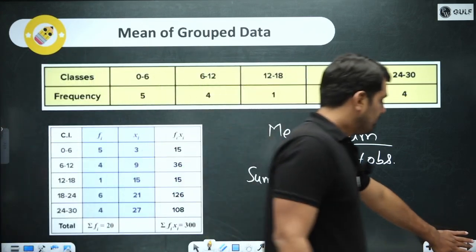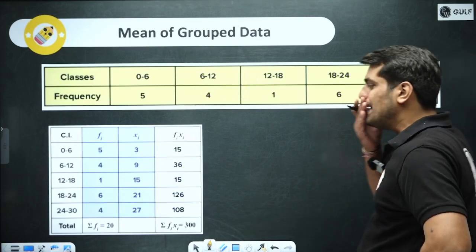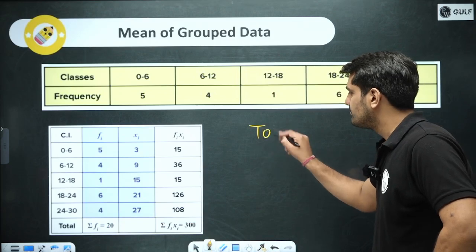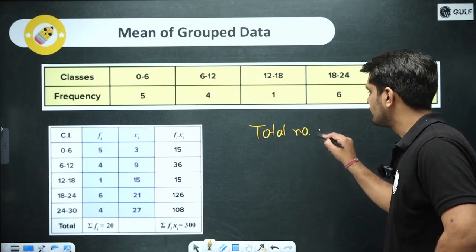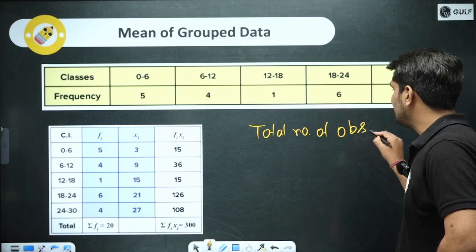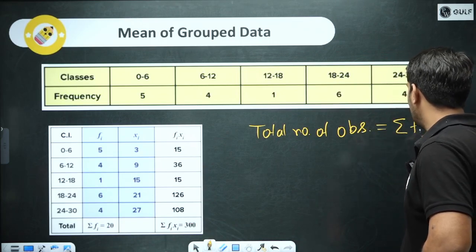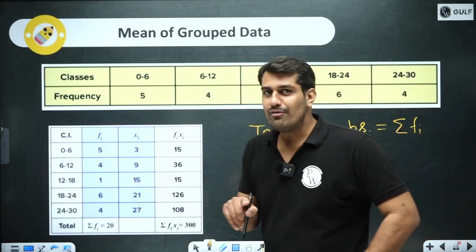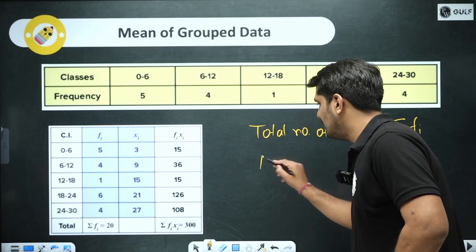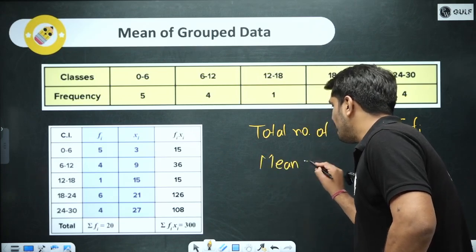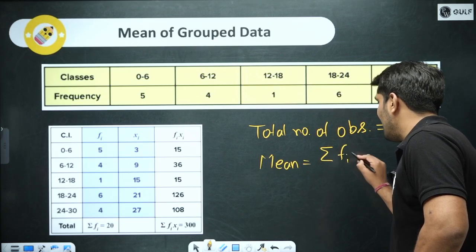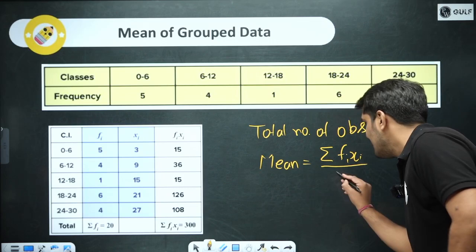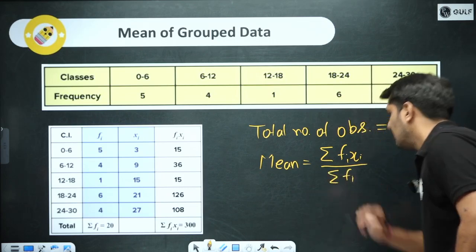Next thing over here would be what? Next thing is basically the total number of observations. If I talk about the total number of observations, that will be sigma fi. The total number of observations in this case is 20. Now, you remember the formula for mean? I told you. So mean is the sum of the observations, which we have written as sigma fi xi, divided by sigma fi, the total frequency.